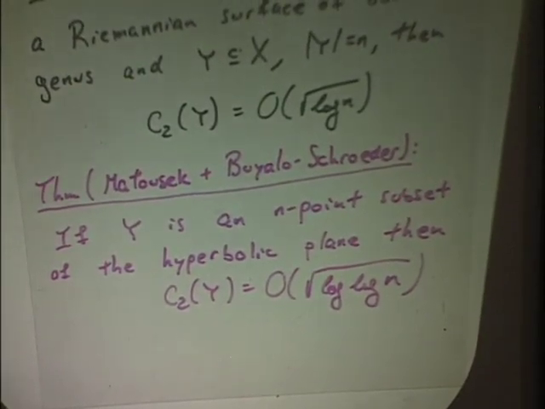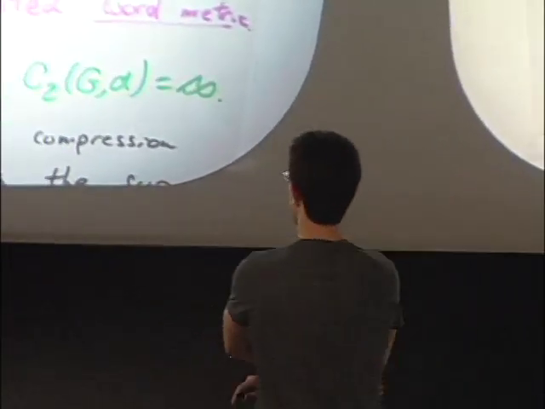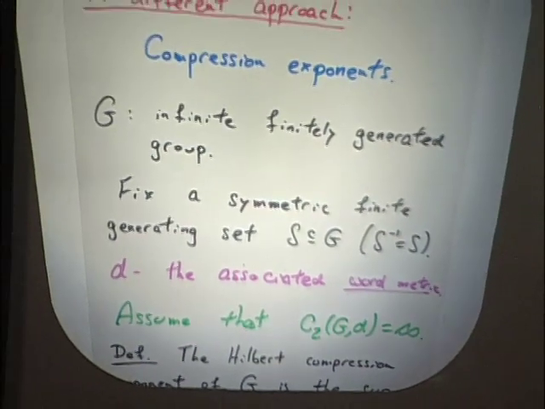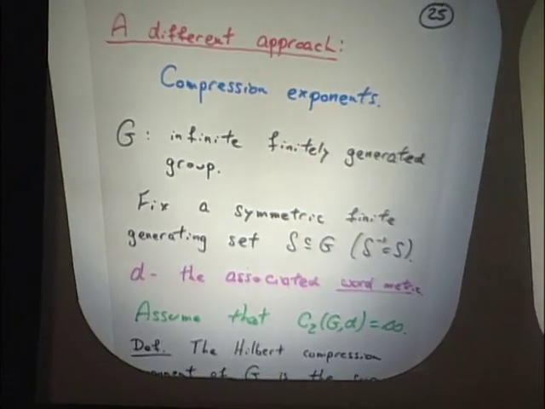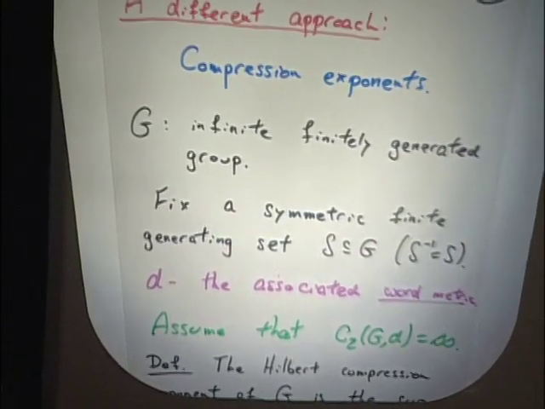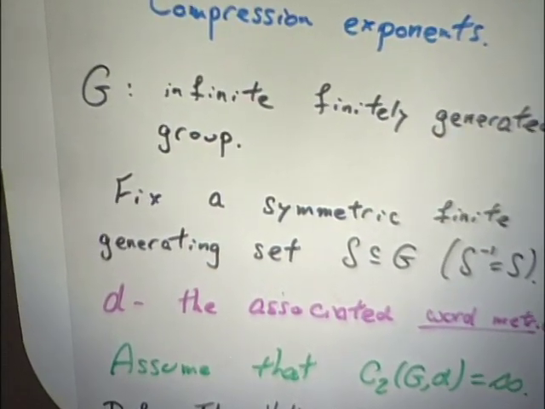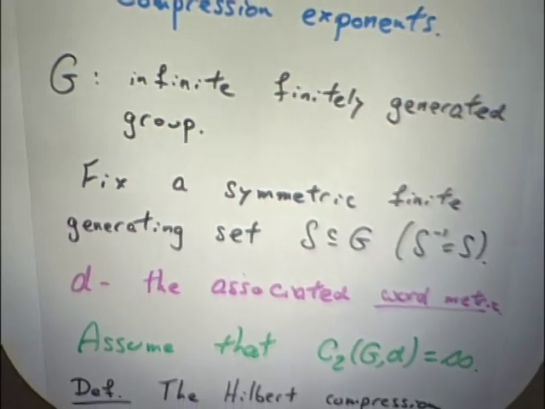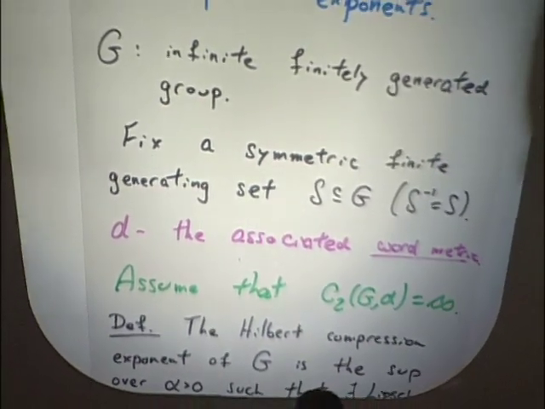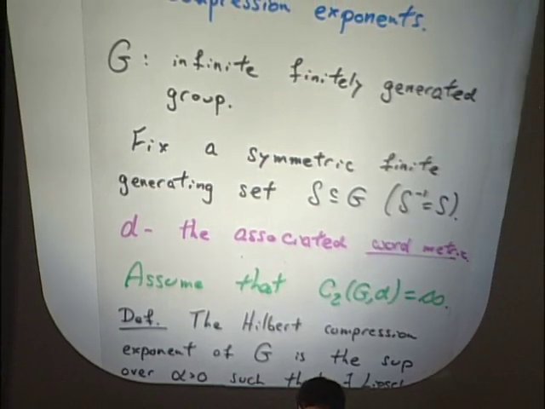So what I want to do is discuss a completely different approach, which is to study something called compression exponents. And I think it was first suggested by Gromov. I will show in a second the first theorems on this topic. And even though it doesn't necessarily have to do with finitely generated groups, I want to restrict to it because it will simplify some of what I say.